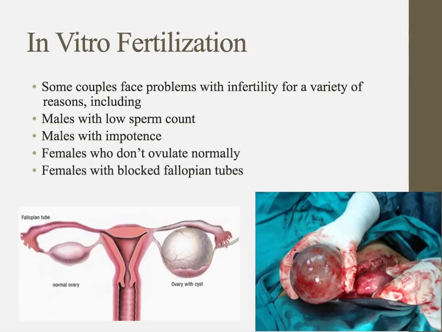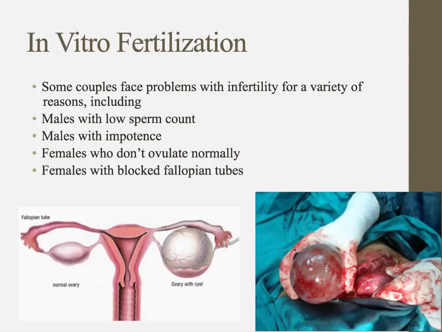In males, it could be that they have a low sperm count. That the testes aren't producing enough sperm or they're not maturing right in the epididymis. They have impotence, like a physical inability to maintain an erection. And in females, it could be that they're not ovulating normally.